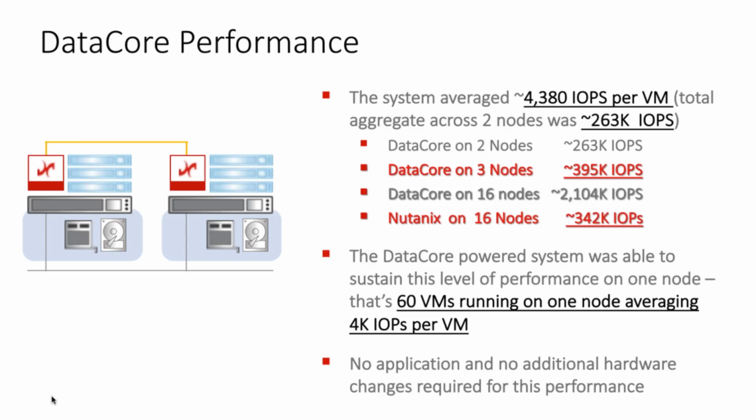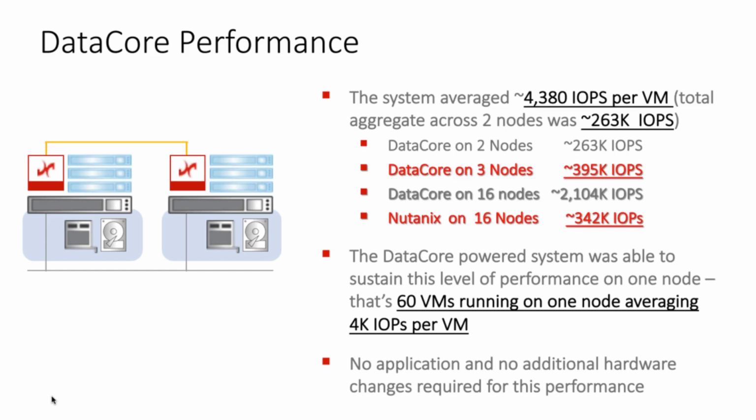So we did the same test that Josh did, and we ran a number of VMs at about 4,400 IOPS per VM. You can see that on 2 nodes, we were able to hit 263,000 IOPS. On 3 nodes, we hit about 400,000 IOPS, which is roughly what he saw on 16 nodes. If we were able to scale it up to 16 nodes, we'd be at about 2.1 million. We're also able to make a huge difference when it comes to running all the VMs in the event of a failure, right?